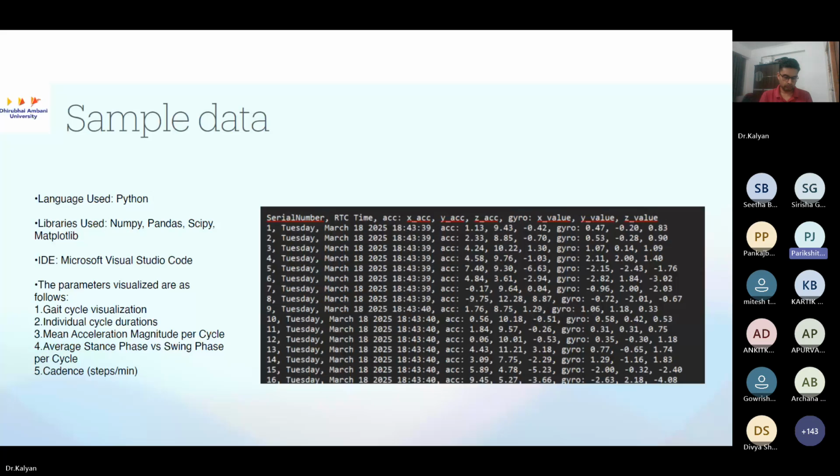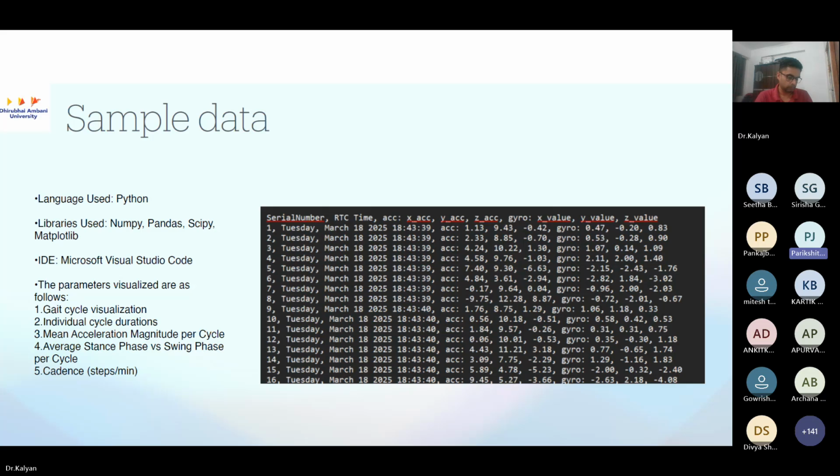I'll quickly talk about how we proceeded with the gait analysis. There are two methodologies. First is the data collection, and second is the data analysis. For data collection, we have been using the ESP32, and for the data analysis part, we have been utilizing various libraries of Python, let's say NumPy, Pandas, SciPy, Matplotlib, to extract meaningful features from the data that we are collecting.